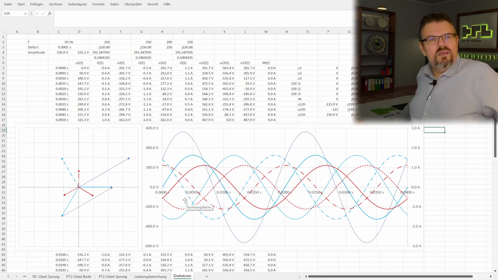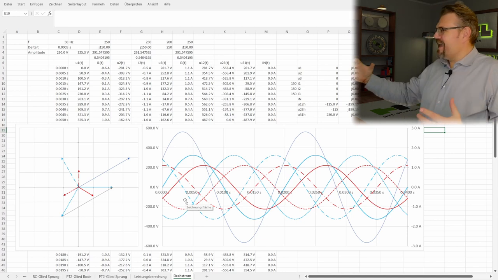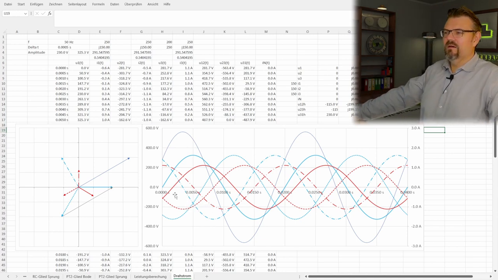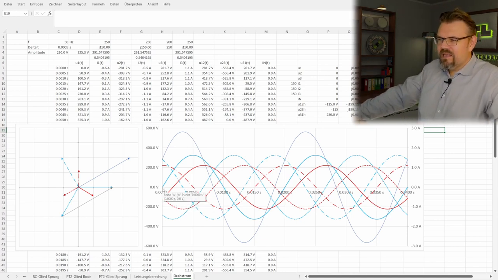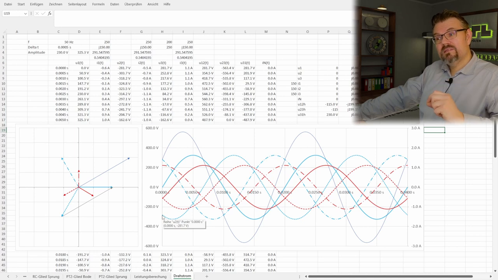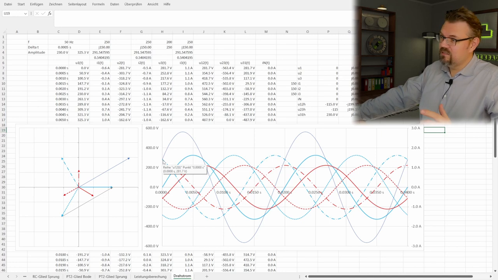Let's see if this can be correct, if this really can be the difference. Well, let's take this point. Here we have 0 at U1 and minus 281 at U2. So I would end up at 0 minus minus 281, which is plus 281. And see, here we are at plus 281. This fits. At least this point fits.